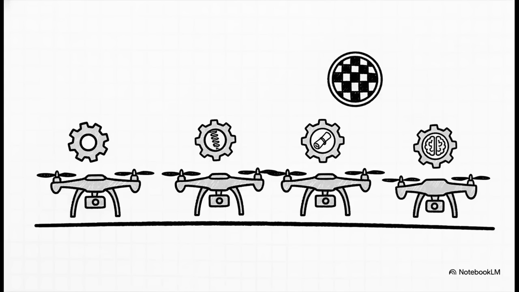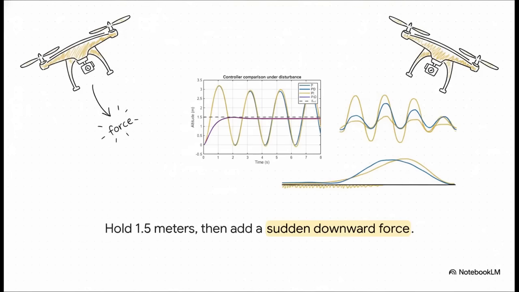Okay, so we've built these different controllers, these different kinds of brains for our drone. But which one is actually the best? Well, to figure that out, the book sets up a fantastic head-to-head comparison. So here's the test. We tell every controller to hold the drone steady at 1.5 meters. Then, right at the 2-second mark, we simulate a big gust of wind pushing it straight down. And just look at the results.